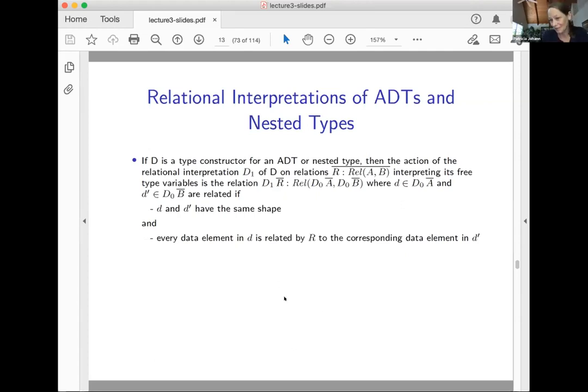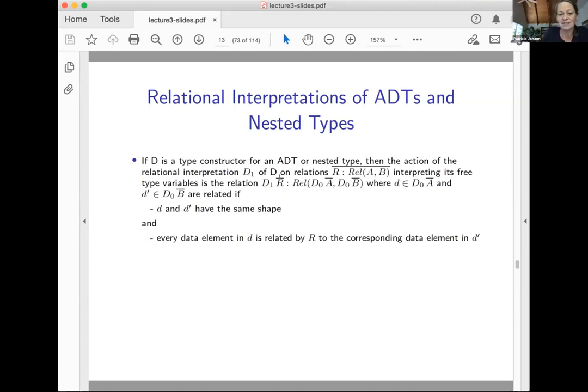Okay, so after all of that, if you do all that stuff that I just mentioned, which I'm sure feels like a lot, you're going to end up in the place that you were maybe hoping to end up. So if I have a data type D, let's say this is a type constructor for an ADT or a nested type, it could be List, or it could be PTree or bush, something like that, then the action of the relational interpretation on a bunch of relations is going to do exactly what you think and what we're probably hoping it would do.